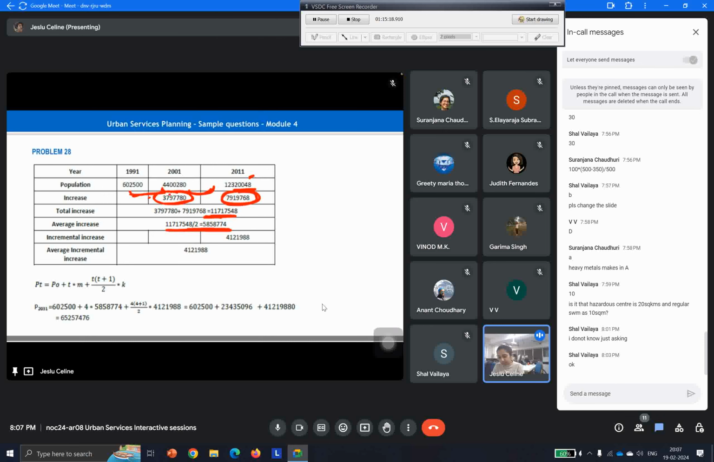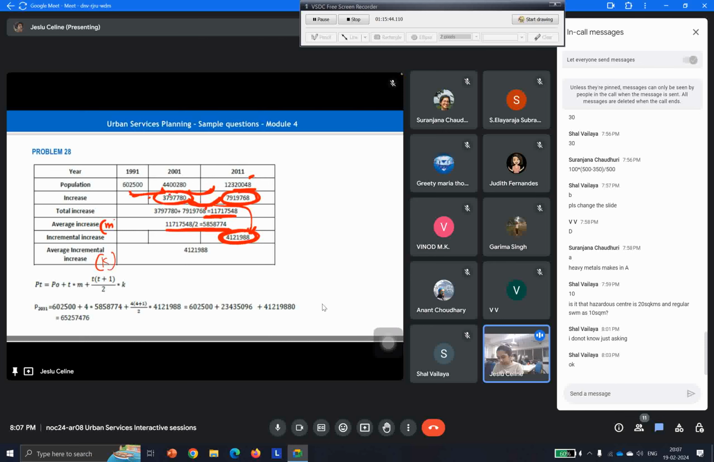Now, what would the incremental increase be for these 2 years? There's only one increase, because we only have 3 years, so only one incremental increase. So we don't have to average. If there were more than one incremental increase, we'd average out the incremental increase also. So this becomes our K, and this becomes our M.